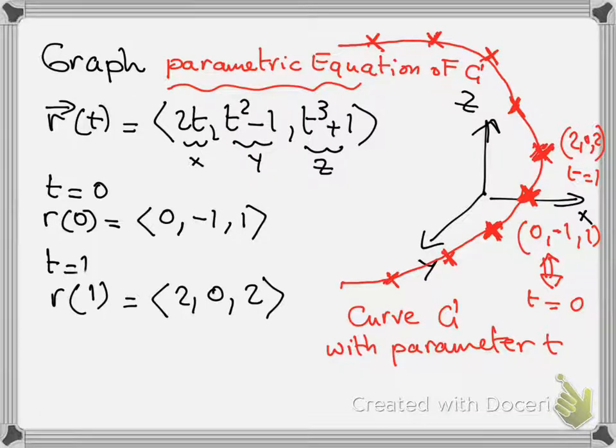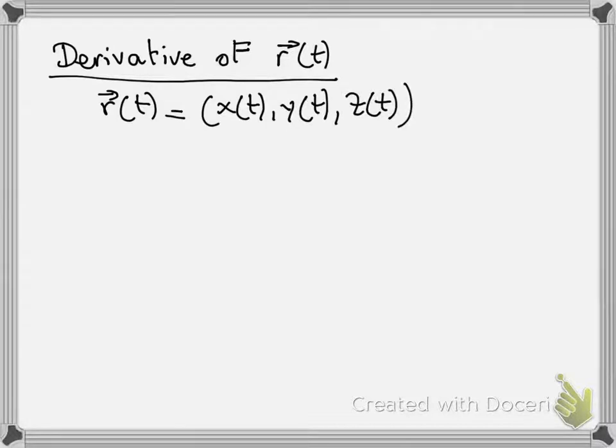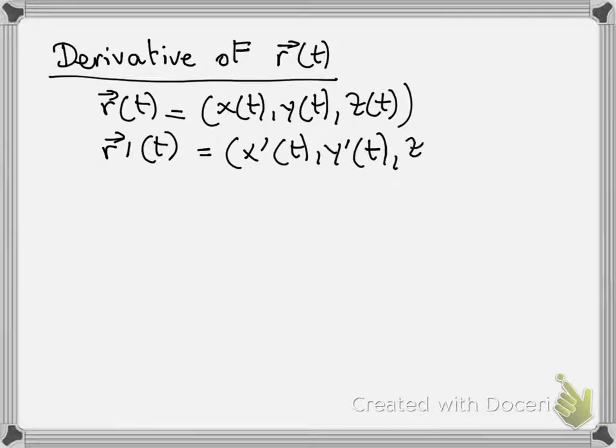Okay, so we have the curve C. We have the parametric equation of the curve C. Now, what we can do, of course, is compute the derivative of r of t. Let's say r of t is equal to x of t, y of t, z of t. If the derivatives of x, y, and z exist, then we can compute r prime of t, and r prime of t would be just x prime of t, y prime of t, and z prime of t.